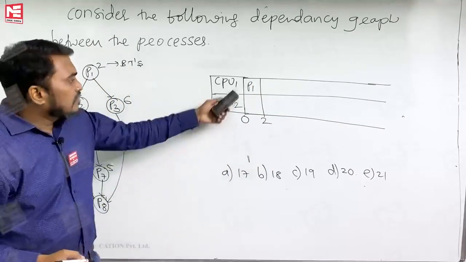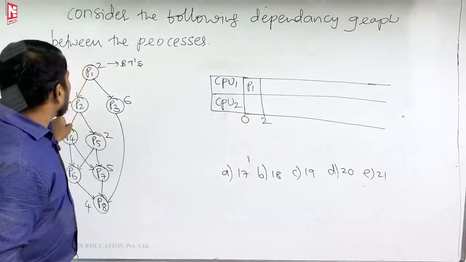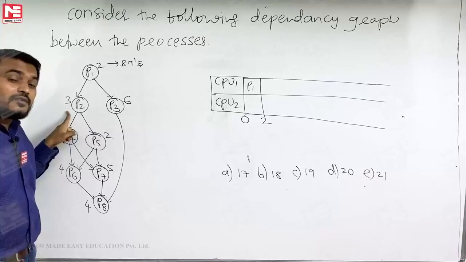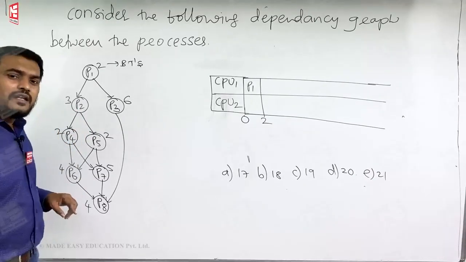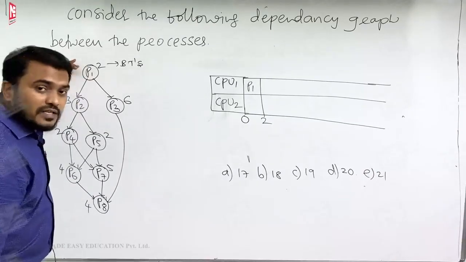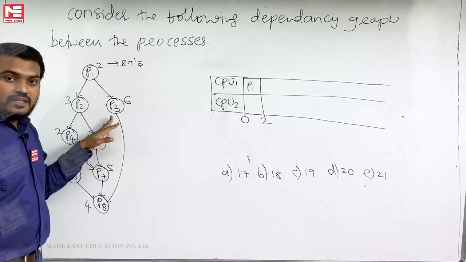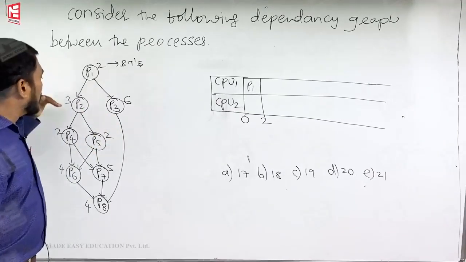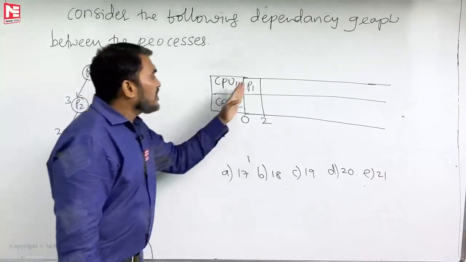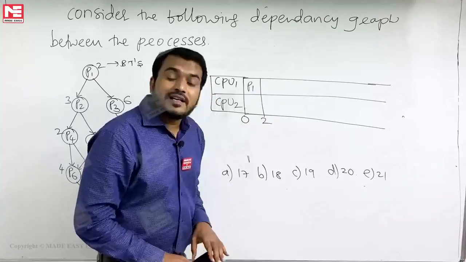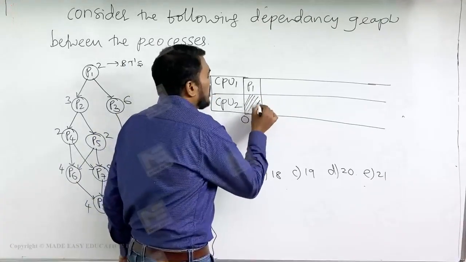Now remember, when I am scheduling P1 here, CPU2 is empty. So can I take process P2 there? You cannot. Why? Because what is the dependency we have? Only after completion of process P1 can you execute either P2 or P3. Until P1 finishes, you cannot run P2 or P3. So what will happen here? CPU2 will be idle.